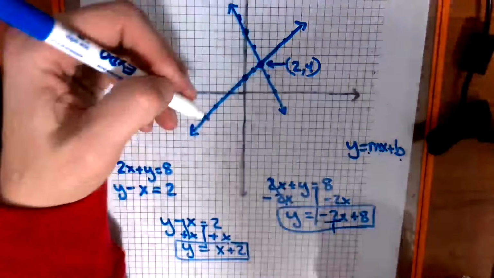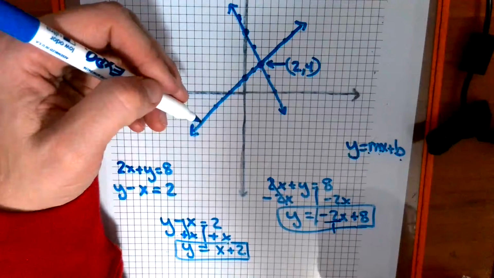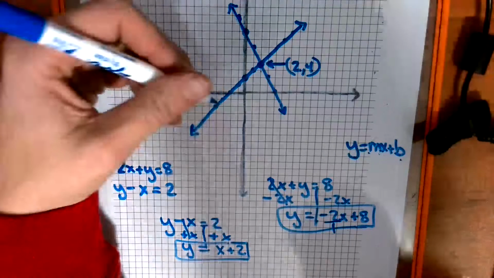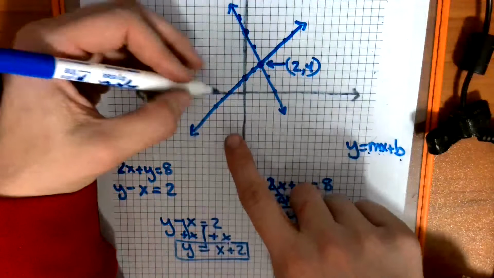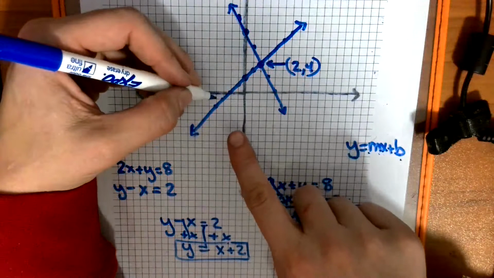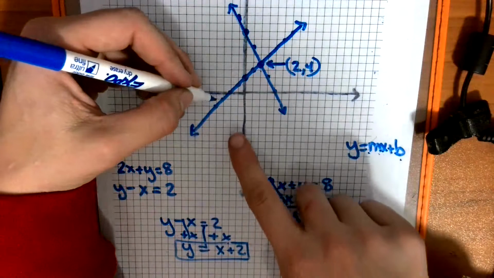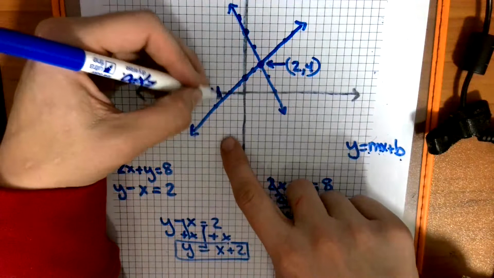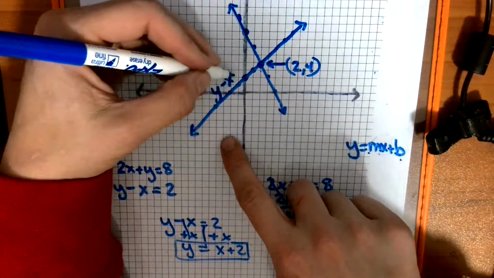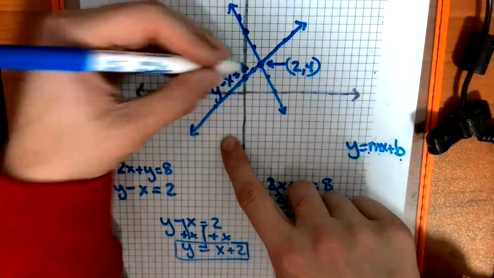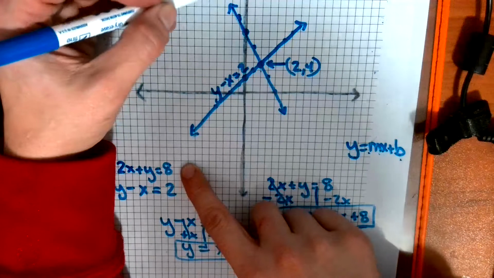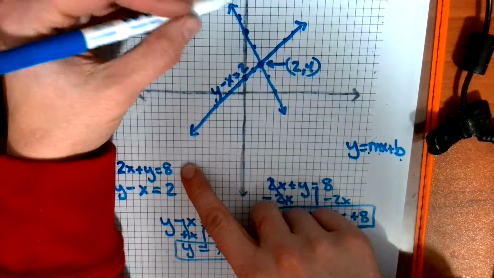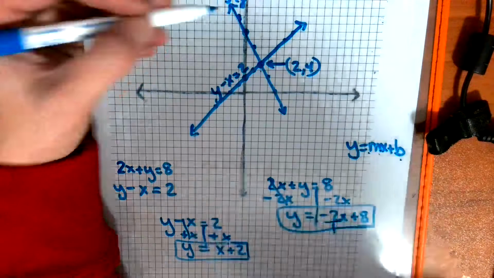And see, I have two lines on the graph. We have to write the original that it goes with. So this one right here was our y minus x equals 2 graph. And this one was our original 2x plus y equals 8 graph.